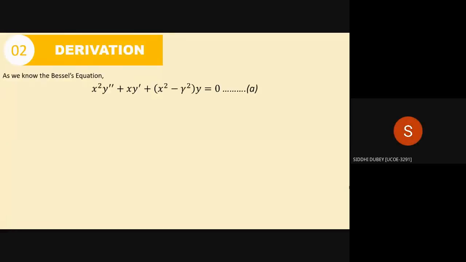I shall continue further with the derivation of Bessel's function. I am Siddhi Dubey and my roll number is 19. So let's start with the topic.